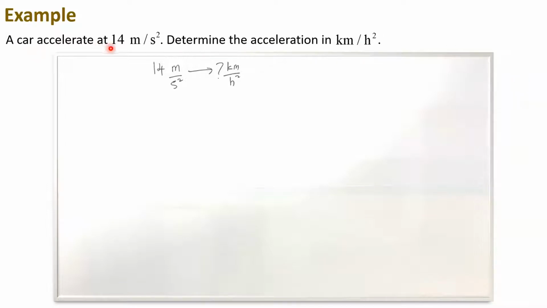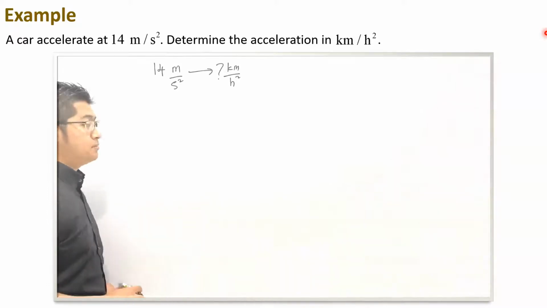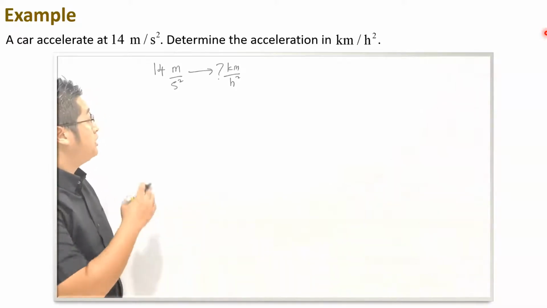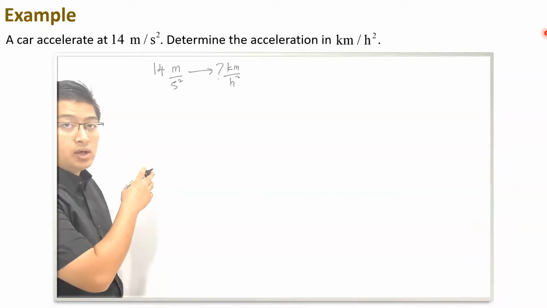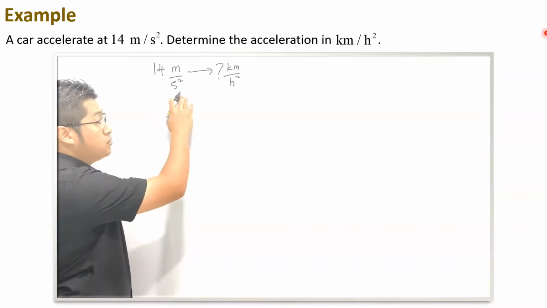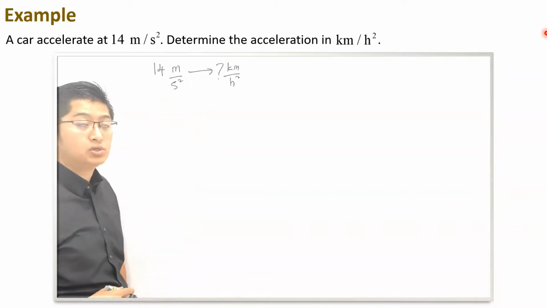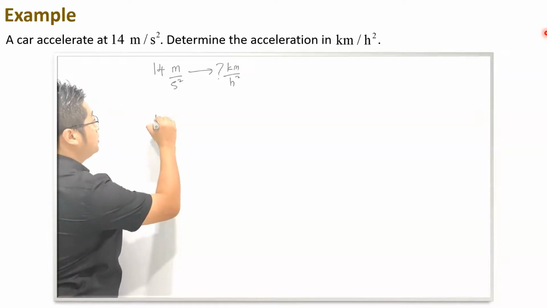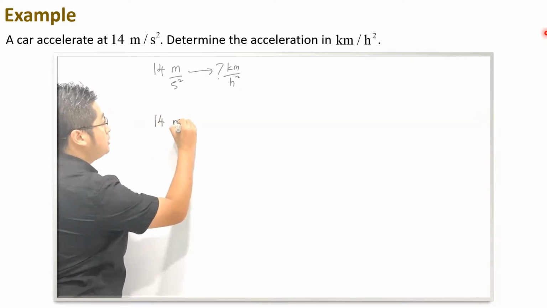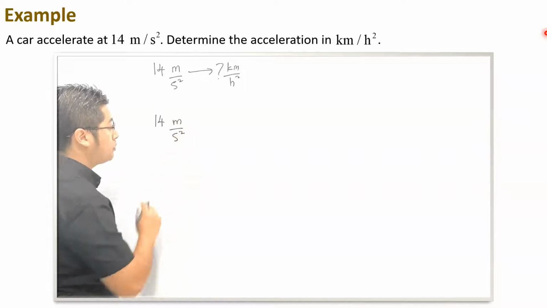A car accelerates at 14 meters per second squared. Determine the acceleration in kilometers per hour squared. Okay, let's watch the video together. Now we have 14 meters per second squared. You want to convert this value to how many kilometers per hour squared? So how? We have 14 meters per second squared.